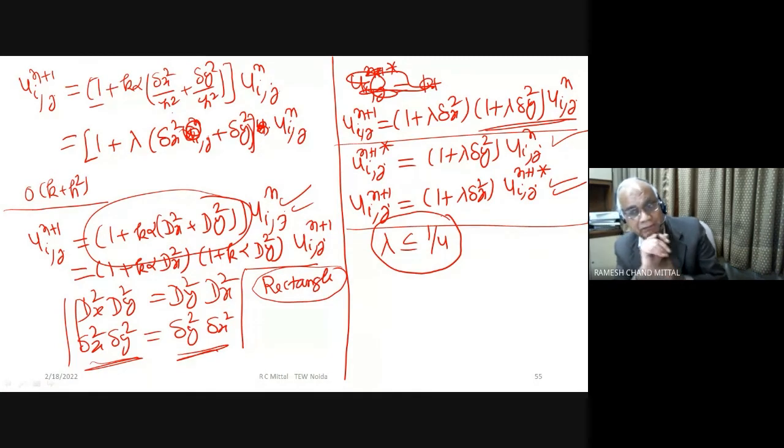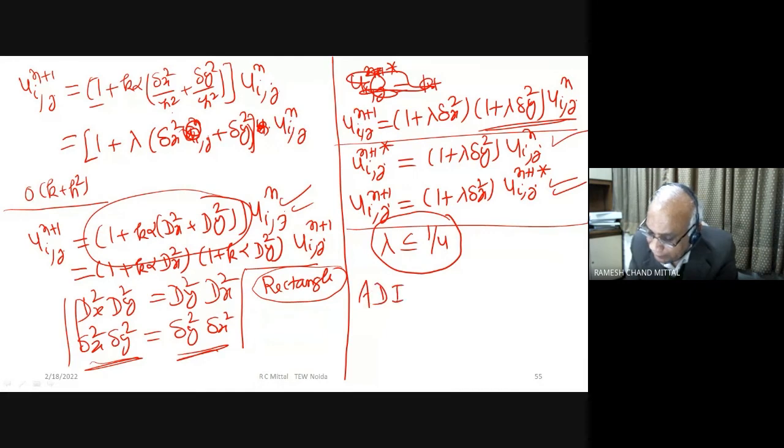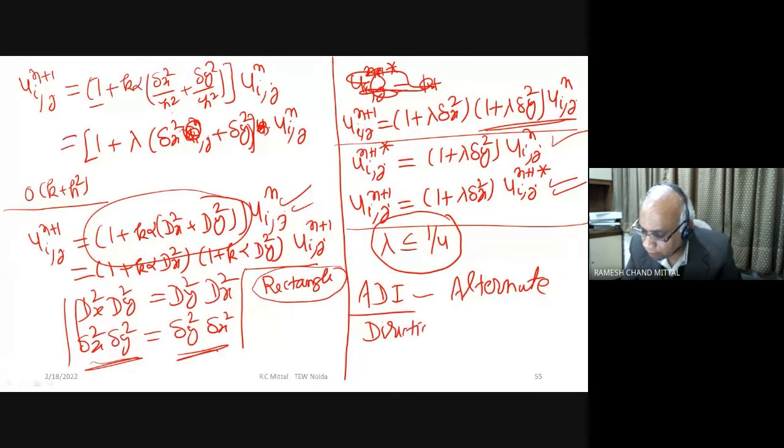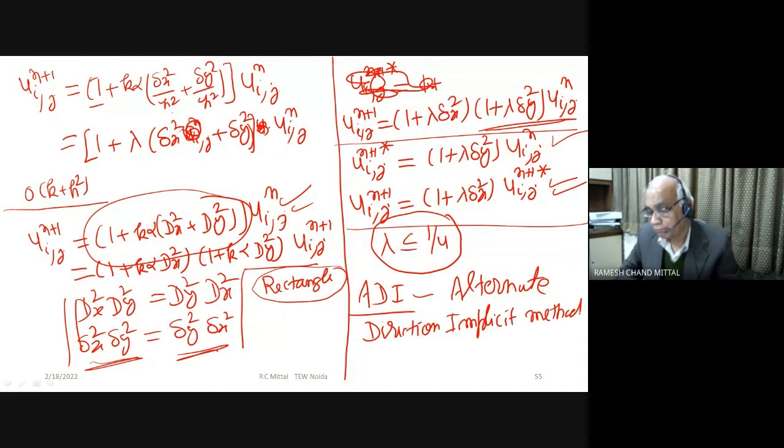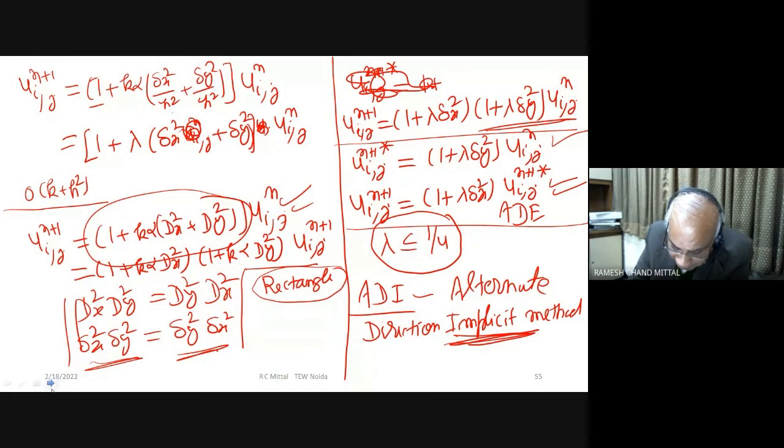However, this gives me the idea of what we call the ADI method. I am using the idea of ADI to put this scheme in ADI format. First, bi-direction, only one direction I'm going, then alternate direction implicit method. I go first in the y direction, then in the x direction, and I get my solution. So if I want an implicit scheme, this is the ADI scheme, and I want it implicit because it will be unconditionally stable.